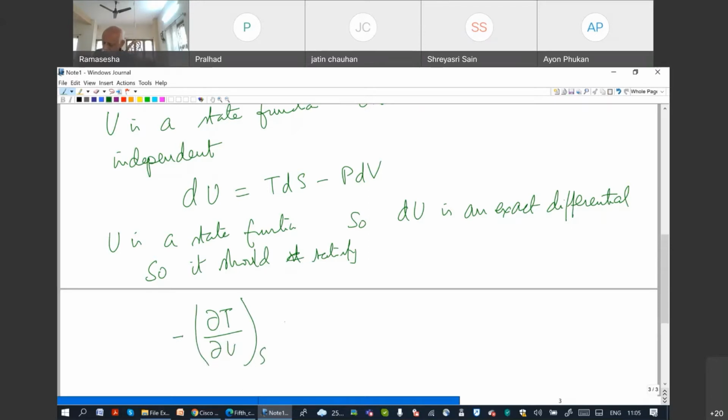So this should be equal to del P by del S at constant volume, with a negative sign, because V and S are the two variables. Okay, so this is one of the Maxwell relations.